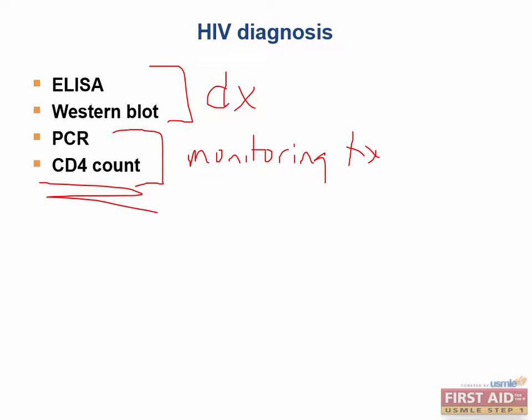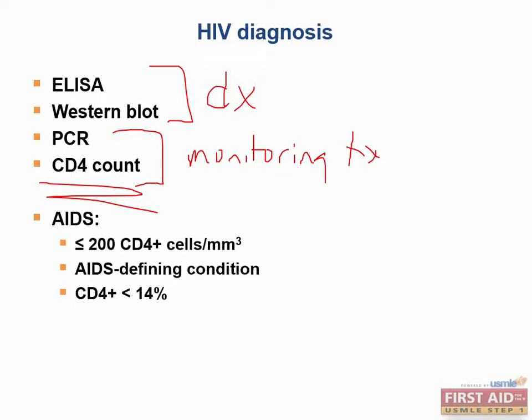So the next important thing to cover is answering the question, when do we diagnose a patient with AIDS, or acquired immune deficiency syndrome? We all know that HIV leads to AIDS, but when is this diagnosis made? The diagnosis of AIDS is given when there's a documented HIV infection along with one of the following criteria: a CD4 cell count below 200, an AIDS-defining illness, and/or when the CD4 percentage is below 14%. We're going to discuss what AIDS-defining conditions are upcoming in the next slides.